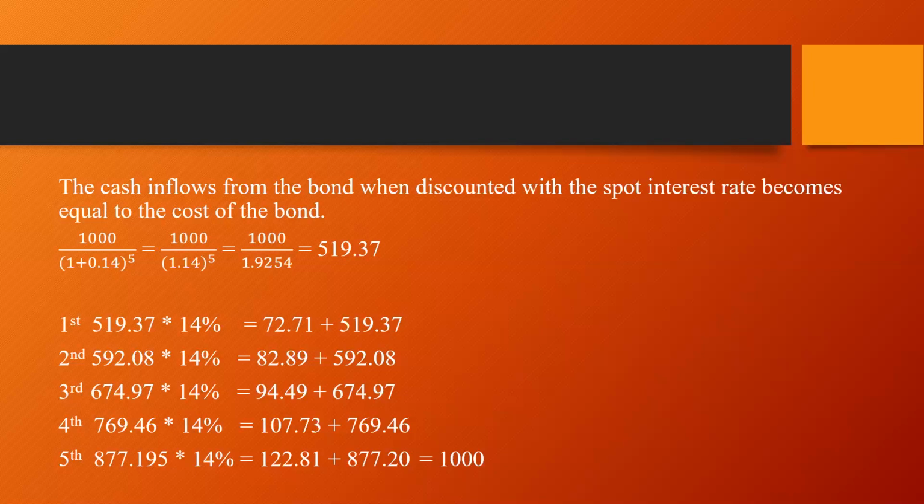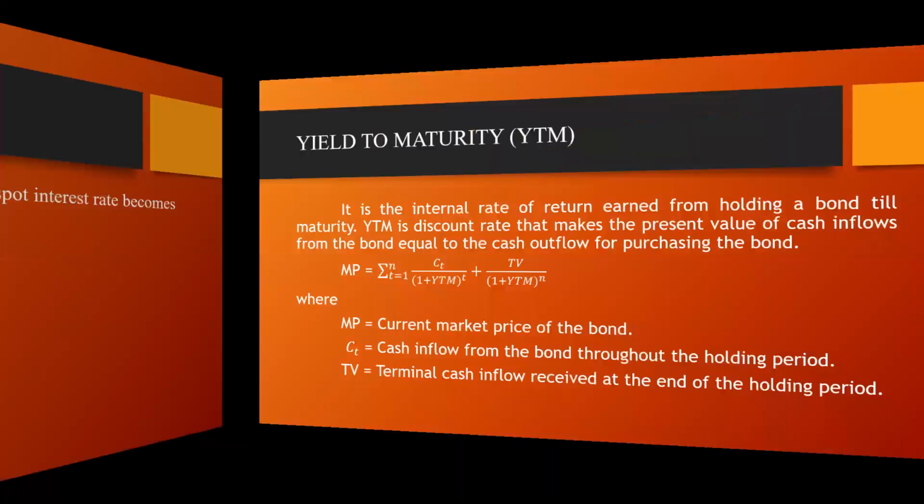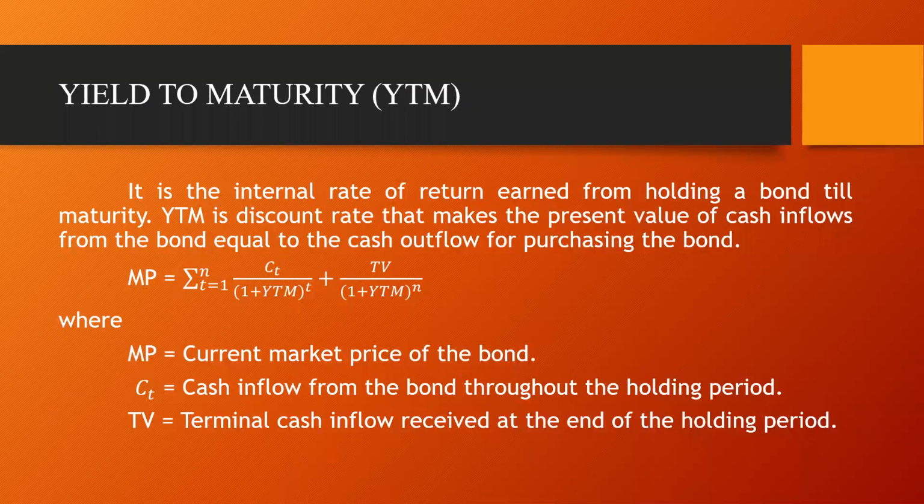519.37 is being calculated with 14% interest, the spot interest rate, till it equals the cost of the bond, which is rupees 1000. So that is with regard to the spot interest rate. Now what is yield to maturity?